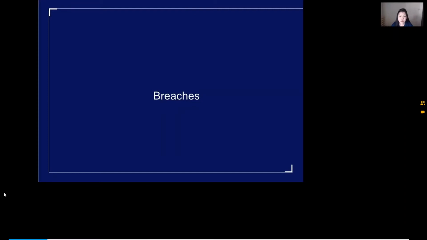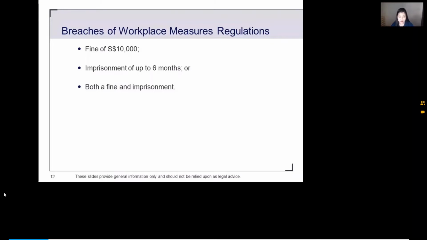All right, so now we all want to know, what happens if you don't actually comply with these obligations? What is the worst possible thing that could happen to you? If you don't comply, if you have a breach of the workplace measures regulations, you could actually face a fine of up to $10,000 or imprisonment of up to 6 months or both.